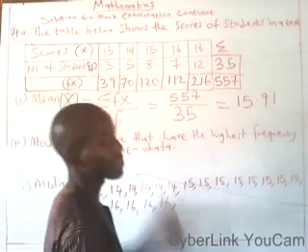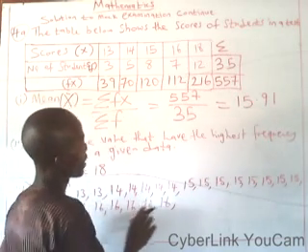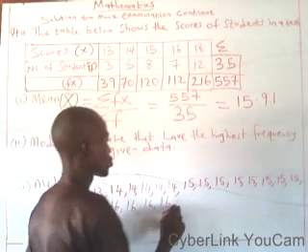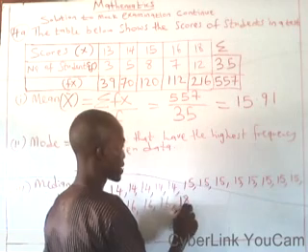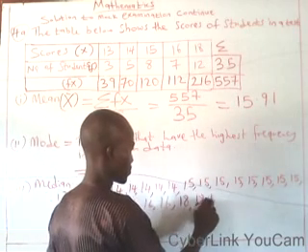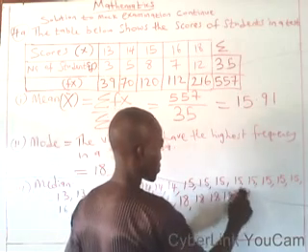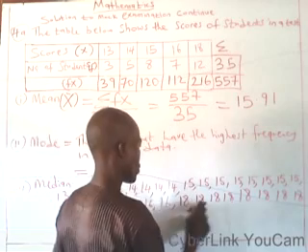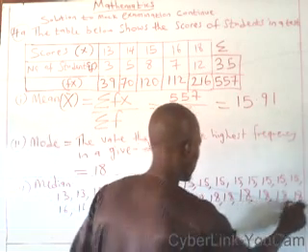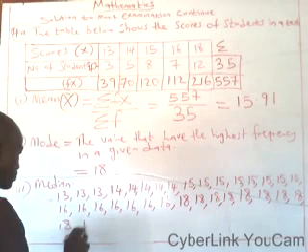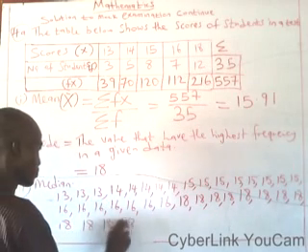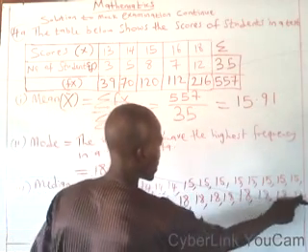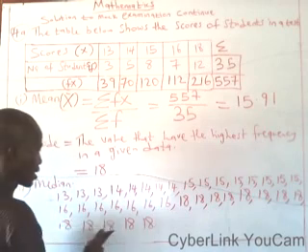Next to it is 18. 18 is scored by 12 students. 12 students scored 18. So we are going to write 18 12 times. 1, 2, 3, 4, 5, 6, 7, 8, 9, 10, 11, 12.